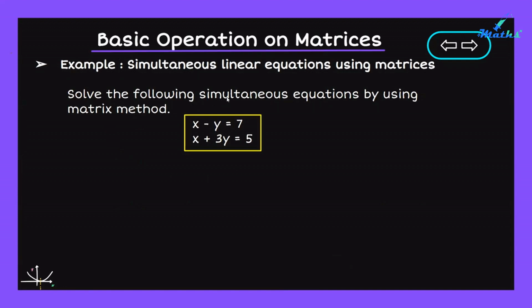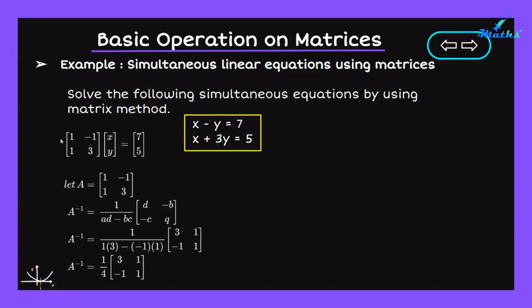Solve the following simultaneous equations by using the matrix method. So here's x minus y equals 7, x plus 3y equals 5. And if we write in the AX equals B form, for x it is 1, and then for y it is negative 1. Here it is positive, so it's just equal to 1. Here it's negative, so we just add the negative together with the y. And for the second equation, x has 1, and 3y is 3, and 7 and 5 are the constants.